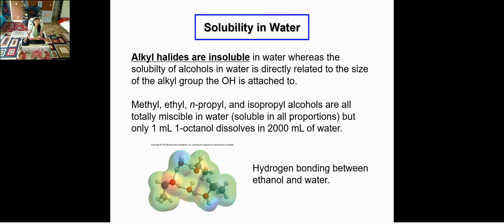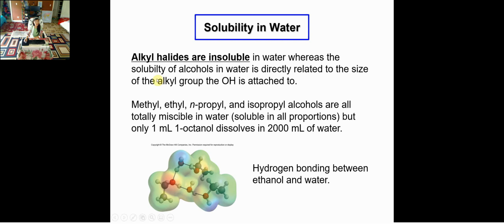The second property is solubility. Most of the alkyl halides are, you can say, 100% not soluble. They are insoluble in water. On the other hand, alcohols can be soluble in water depending on the alkyl group. Usually, the smaller the alkyl group is, the higher the solubility is.